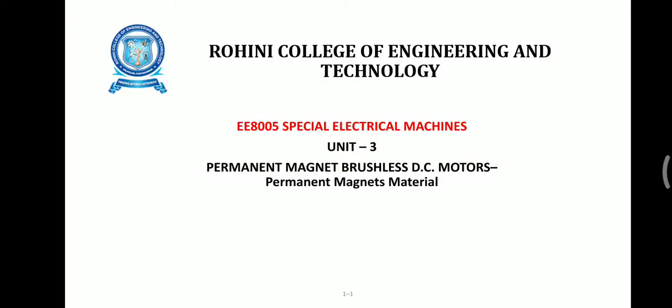Welcome to the course E8005 Special Electrical Machines: Permanent Magnet Brushless DC Motors. Here in this section we'll be dealing with the permanent magnet materials used. At the end of the section, one will be able to understand what materials we can use in the permanent magnet for the proper magnetization of the brushless DC motor.